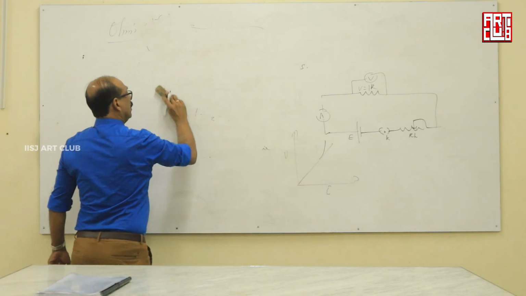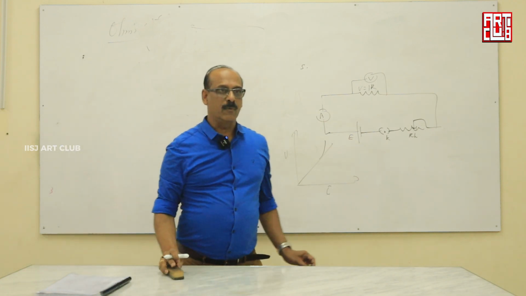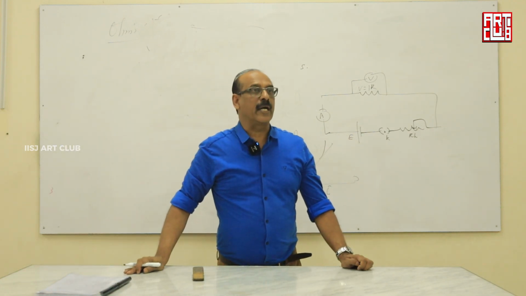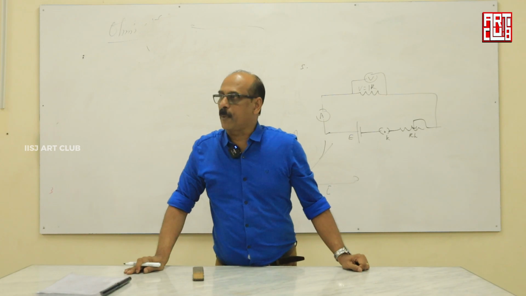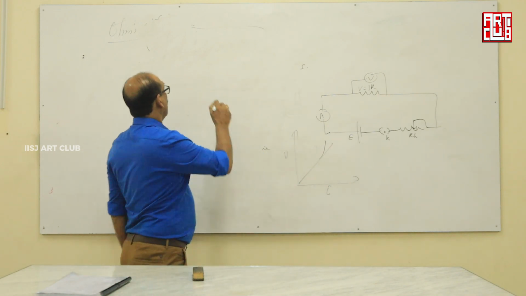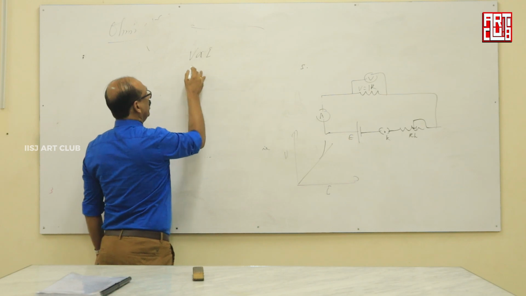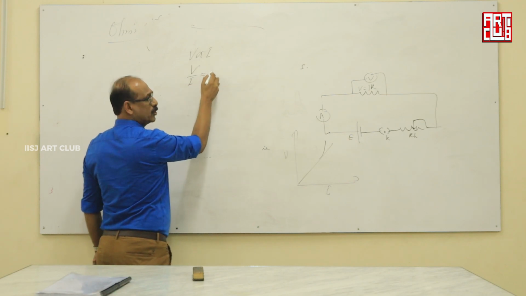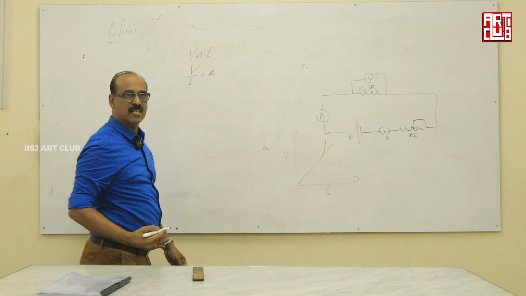Okay. So we have written Ohm's law, right? What's Ohm's law? Potential drop across a conductor is directly proportional to current flowing through it at constant temperature. V is proportional to I. V by I is equal to R. It's a constant called resistance, right?